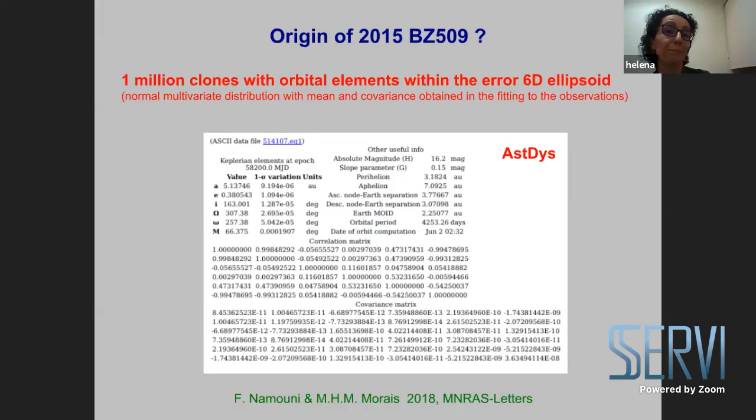Okay, so to try to find out what could be the origin of this object, we decided to follow 1 million clones. Why clones? Because of course the observations are known with error bars. In fact there is a 6-dimensional error ellipsoid, so we want to distribute as many clones as possible within this error ellipsoid. So we did that, and we followed the clones backwards in time. We can see on the next slide.